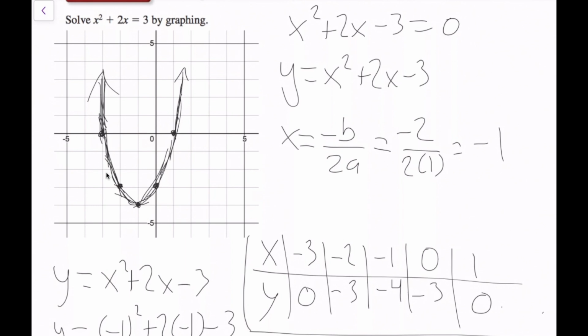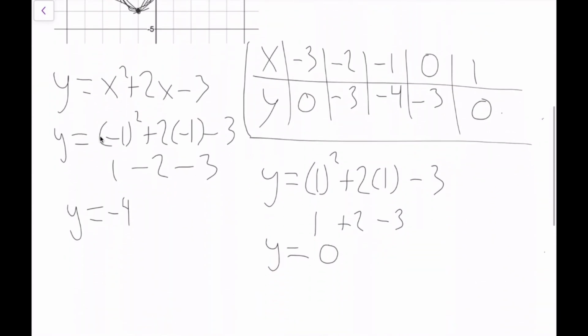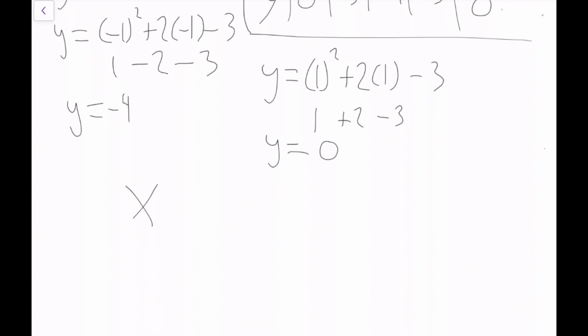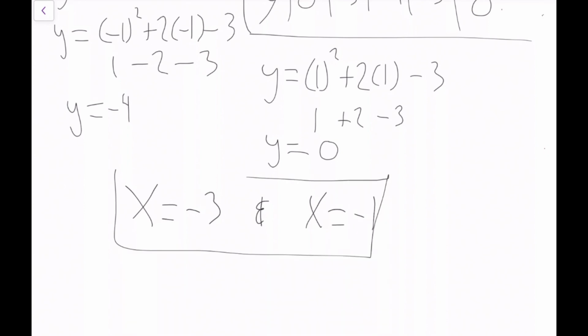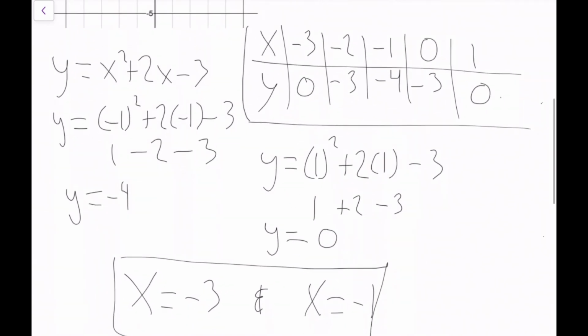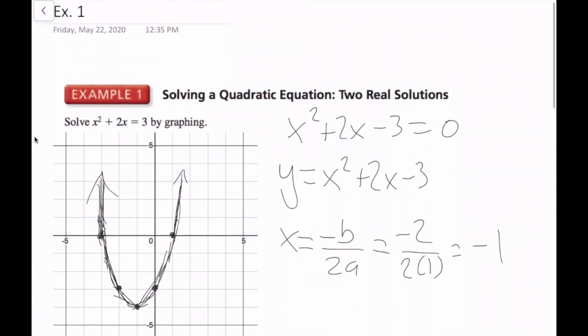All right, so there's a very rough sketch of this parabola, but we see that when y is equal to 0, we have x equals 1 and x equals -3. So those are my two solutions to this equation. The answers are x equals 1 and x equals -3. Those are the two x values that make our y value 0 and that make this initial quadratic equation true.